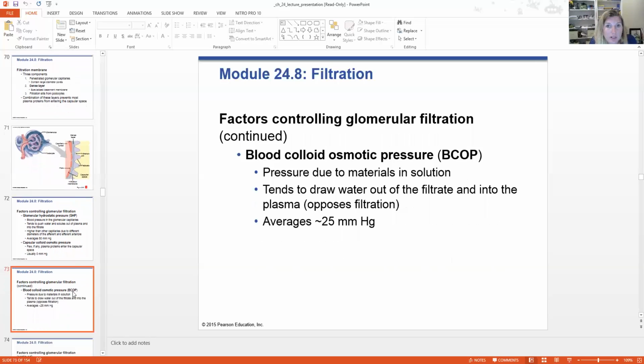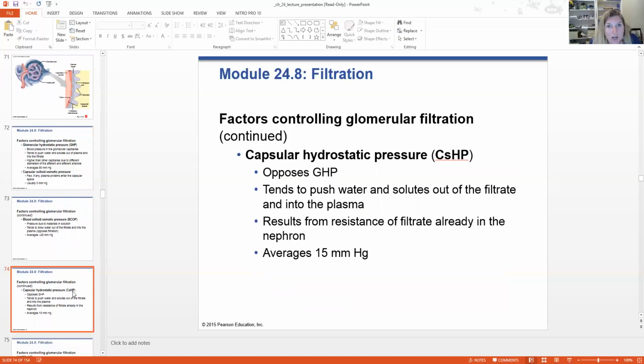There's also blood colloid osmotic pressure. This is the pressure due to the materials in the solution. This is drawing water out of the filtrate and back into the plasma. This is the opposing force to filtration. So in order to create filtrate, our glomerulus has to overcome blood colloid osmotic pressure and capsular colloid osmotic pressure. Capsular colloid osmotic pressure is almost nothing. Blood colloid osmotic pressure is minimal. So this buildup of hydrostatic pressure in our glomerulus is going to cause a net movement of fluids, right, water and solutes, out of the glomerulus and into that capsular space.